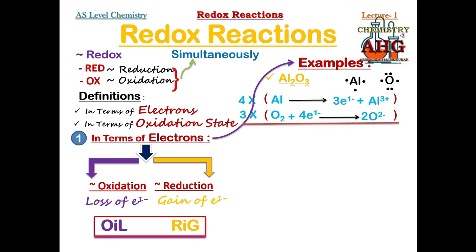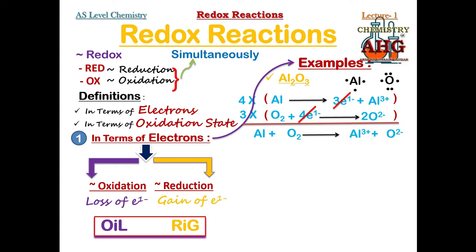Now you can see the number of electrons has become equal, so the electrons will be cancelled. Now what final equation will you get? The sum of oxidation and reduction is known as the redox reaction. So you can write Al plus O2, but how many Al? 4 Al. How many O2? 3 O2 gives Al 3 positive plus O2 negative.